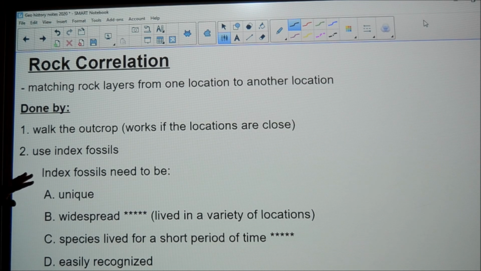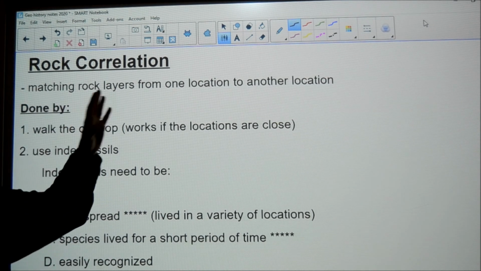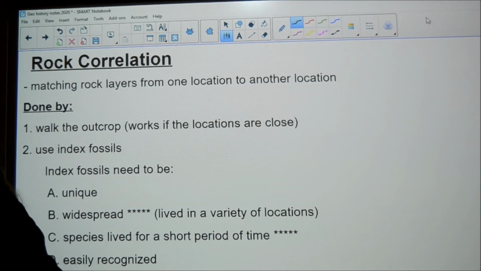If you can't walk the outcrop because the locations are too far away, or you lose that rock strata, you're going to probably use index fossils. In order for a fossil to be considered an index fossil, it's got to be unique. It can't look like every other fossil. It needs to be widespread. That means I'm not just finding it here in central New York. I'm finding it throughout New York State, throughout the United States, and throughout the world. The further apart the different locations, the easier it's going to be to correlate.